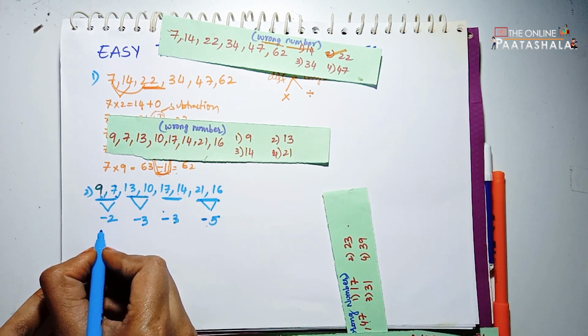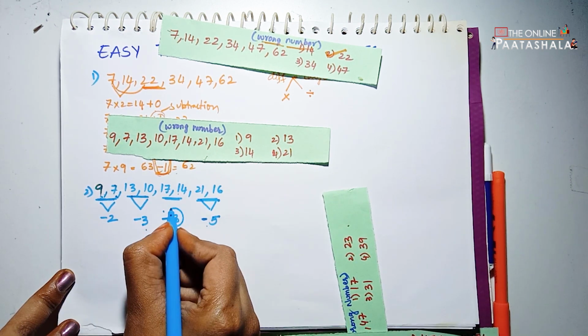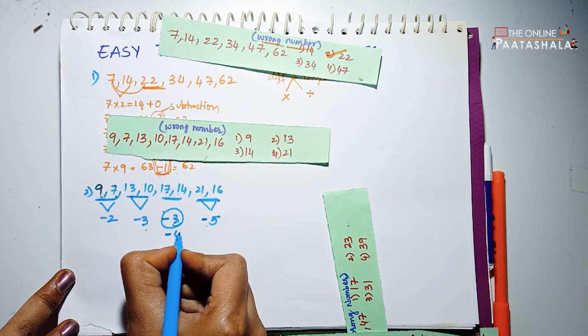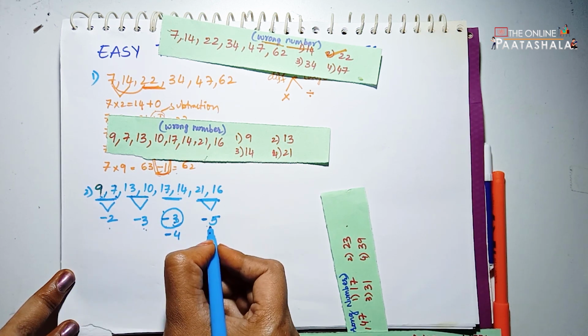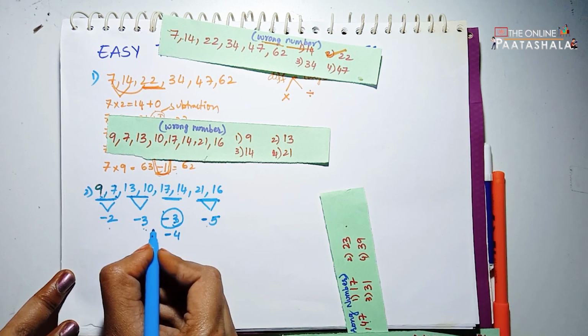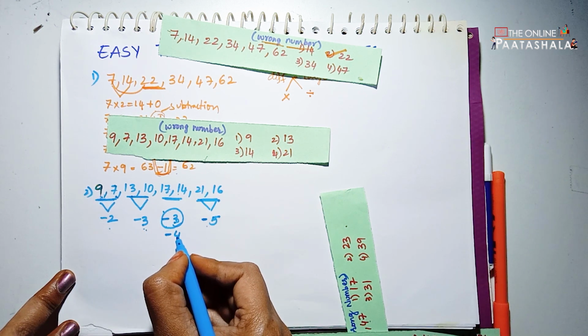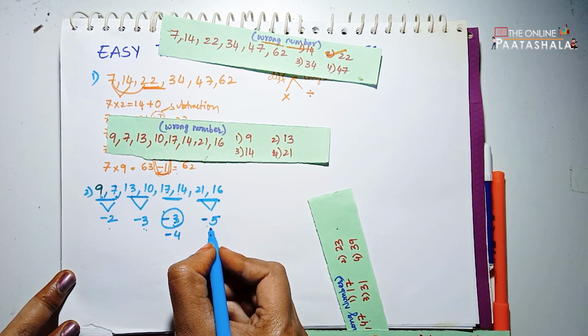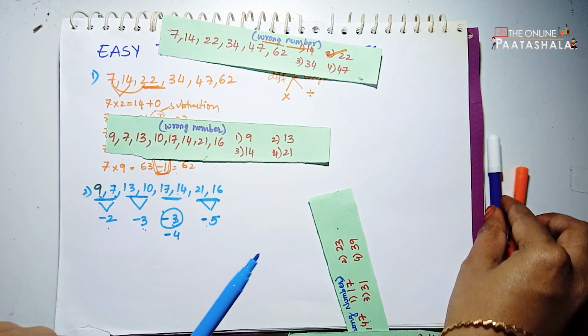See here, minus 2, minus 3. Here you need to get minus 4 so that the series will be completed perfectly. Here minus 2, minus 3, minus 4, and then minus 5. Which one is wrongly placed here?